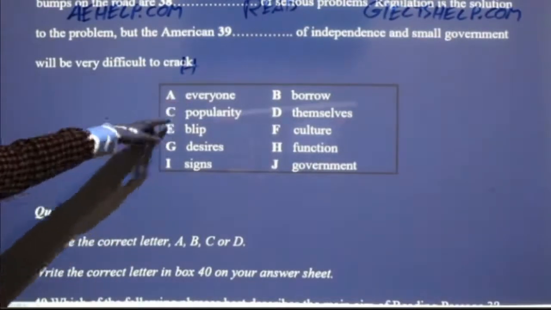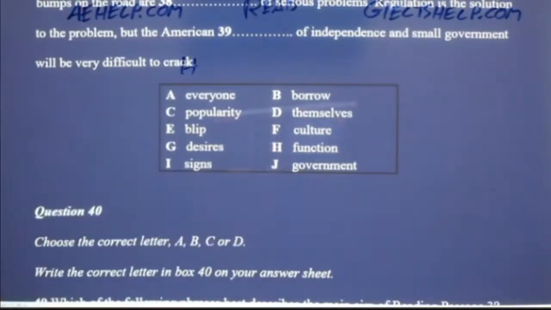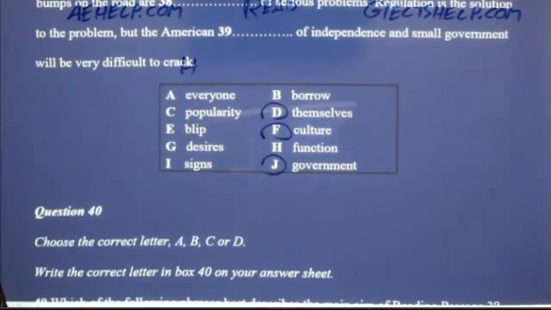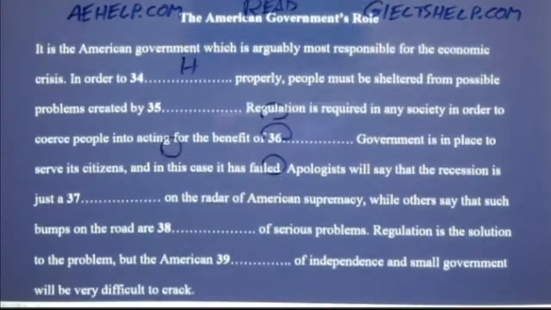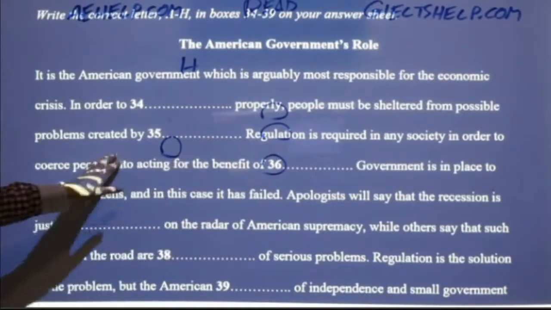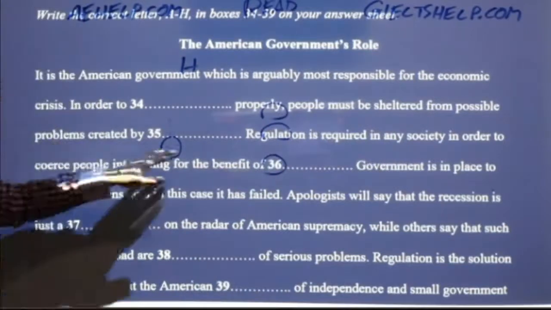Here we go. Everyone, popularity, blip, desires, signs, borrow, themselves, culture, function, government. Which one do you think makes the most sense or is the closest? I don't think culture creates the problems. Okay, so let's say it could be D, themselves, could be F, culture, could be J, government, or it could be G, desires. You're not sure. Put them all in, try them all out. So in order to function properly, people must be sheltered from possible problems created by themselves, by culture. That's kind of weird. By governments, people must be sheltered from possible problems created by governments.